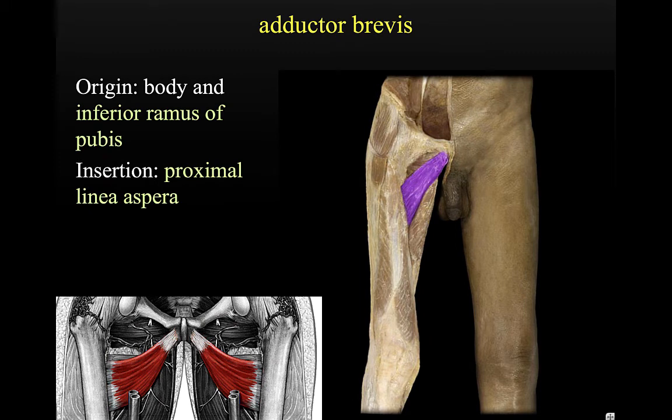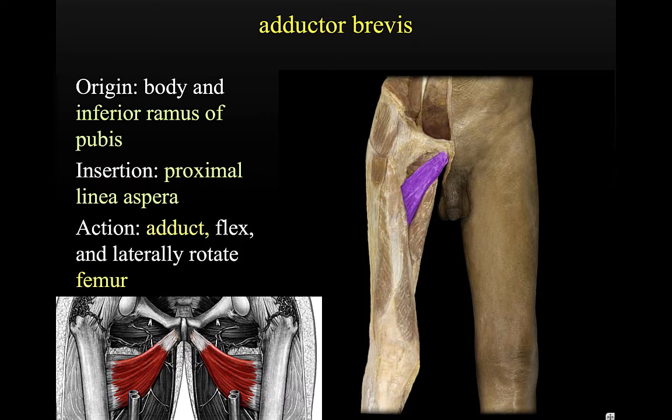The adductor brevis is a deep muscle. We can't see the pectineus here at this point. We can't see the adductor longus. This will originate on the body and inferior ramus of the pubis, and it will insert on the proximal portion of the linea aspera, giving us the exact same action we've already taken a look at. The key feature of this then is it inserts on the proximal portion of the linea aspera. That is, it is the short adductor.